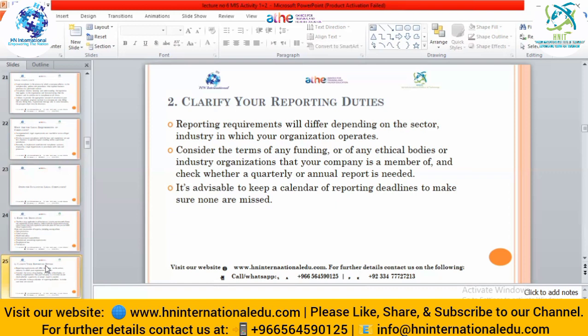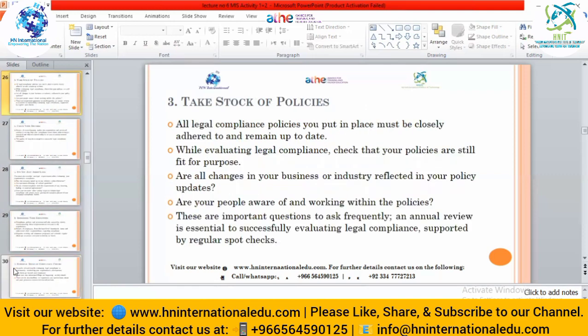If we are taking funds from any person, we have to mention that and tell that to our company, and we have to list down the members of our company, the stakeholders of our company. So we have to mention all the things. It's advisable to keep a calendar of reporting deadlines to make sure none are missed.